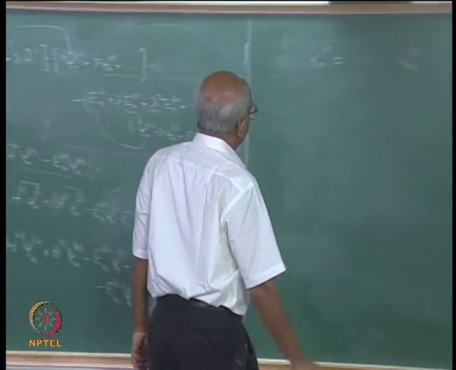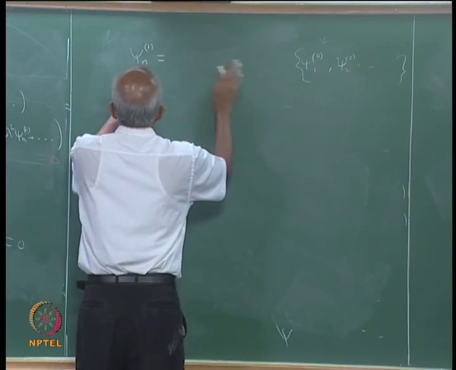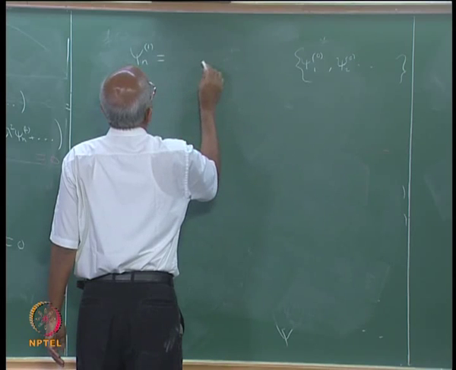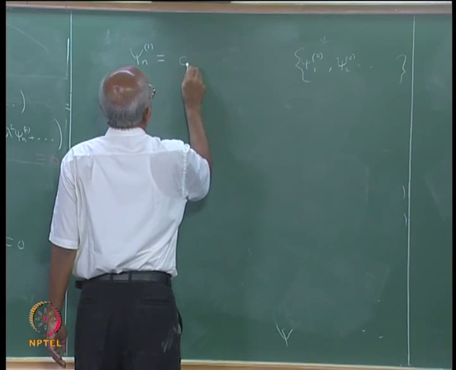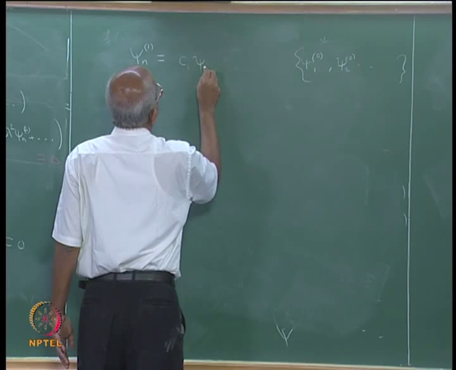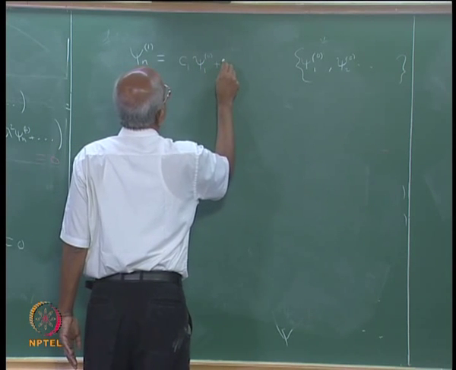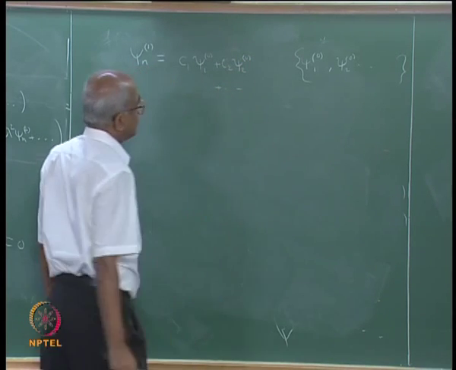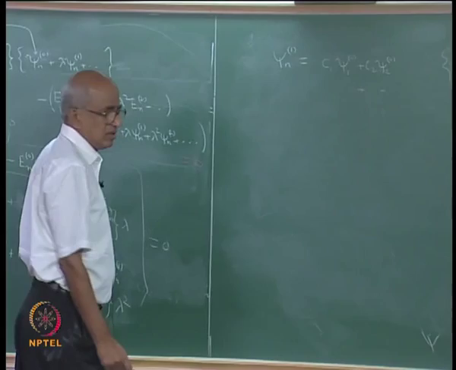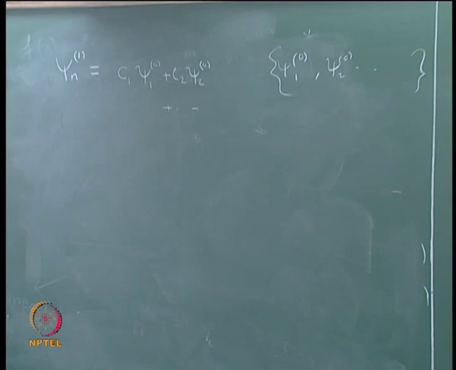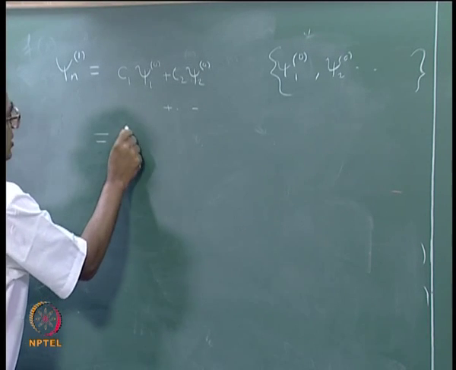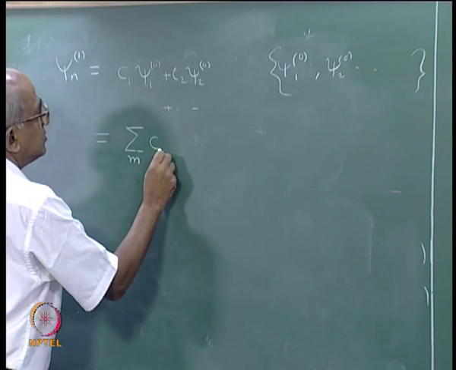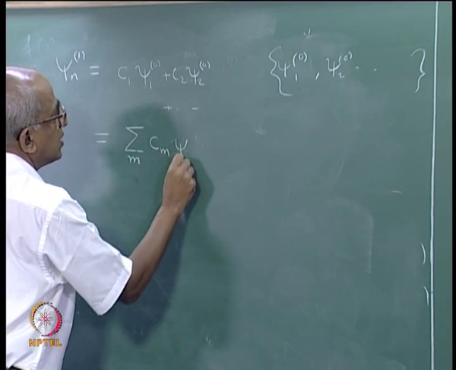So, let me say that I can write this psi n1, the first order correction to the nth state wave function, as some C1 psi 1 0 plus C2 psi 2 0 plus etc. Now, I can use summation notation and say that this may be written as sigma m C m psi m 0.